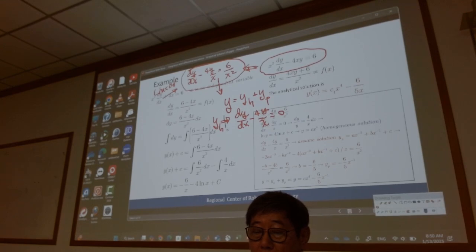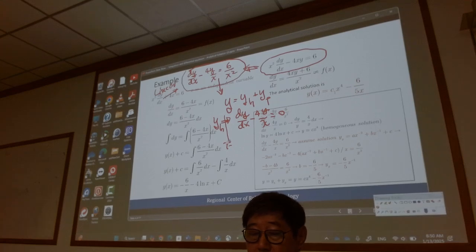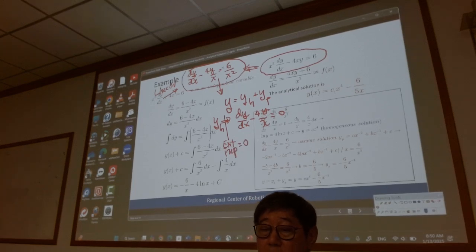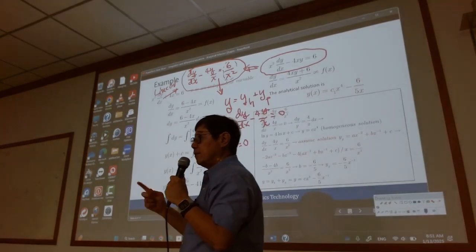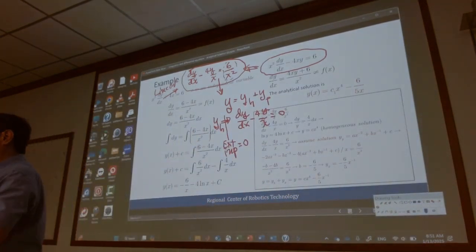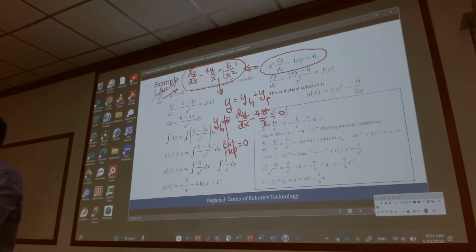Assume the external input is 0. Equal to 0, external input is this one, in this case: 4 over x squared. We assume that to be the external input, right?